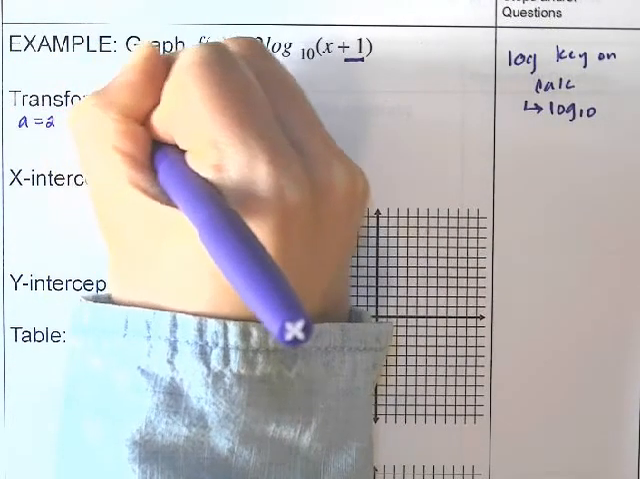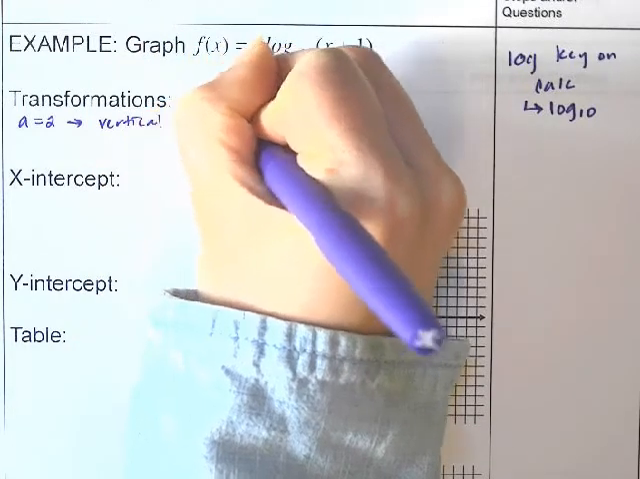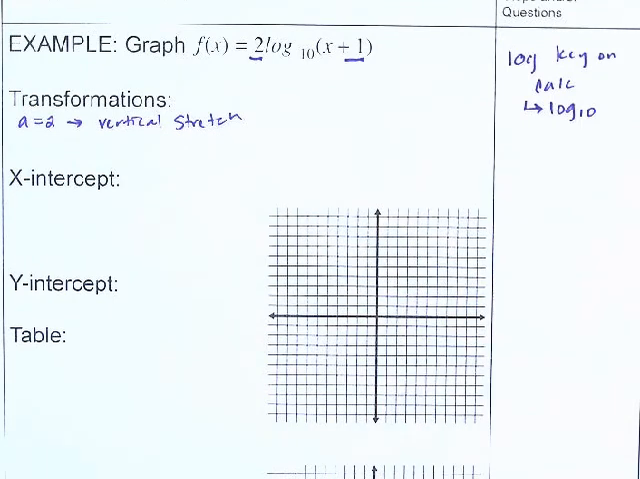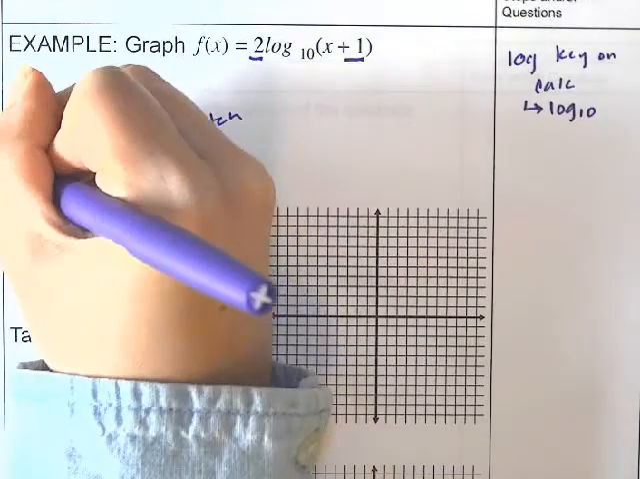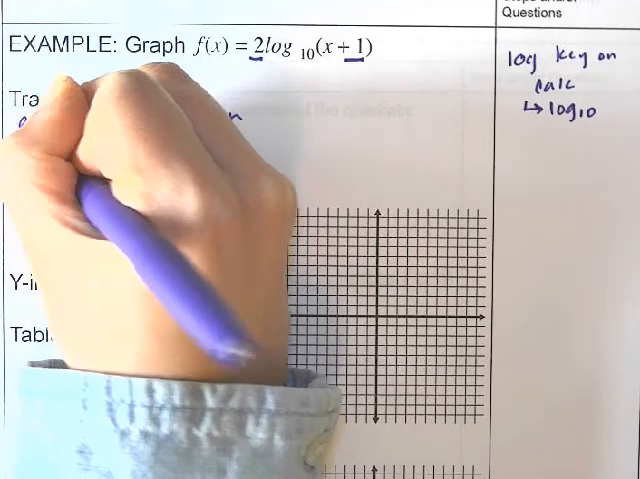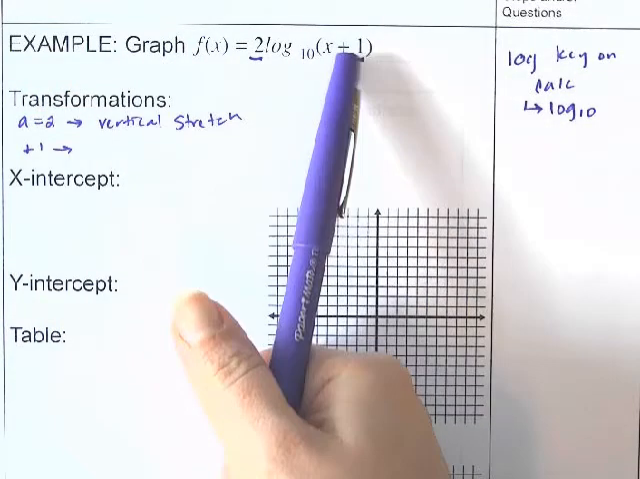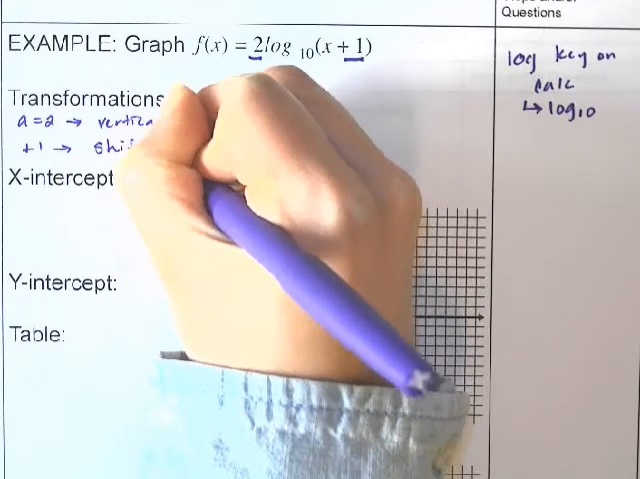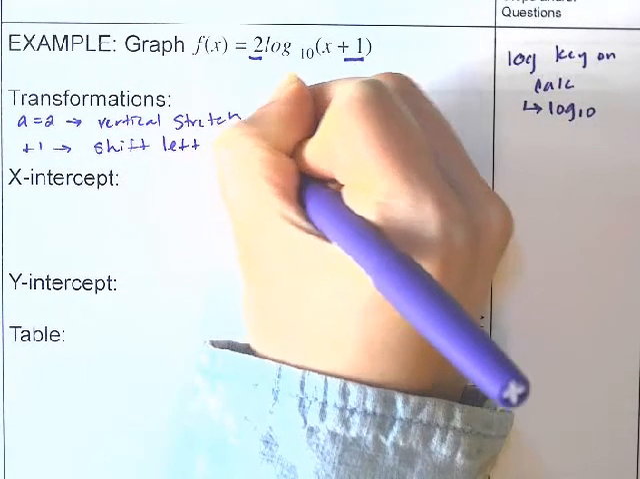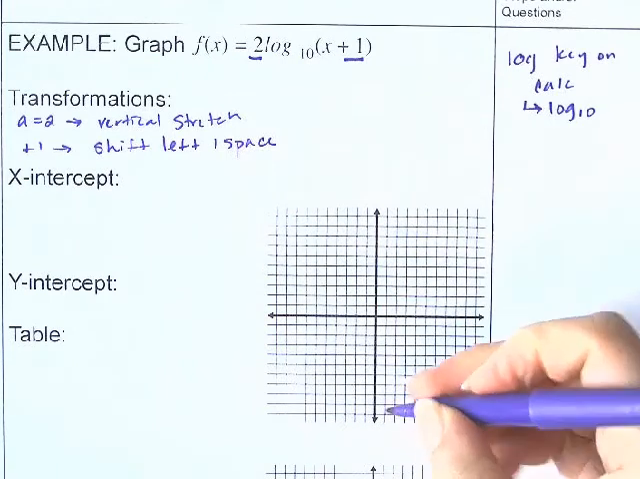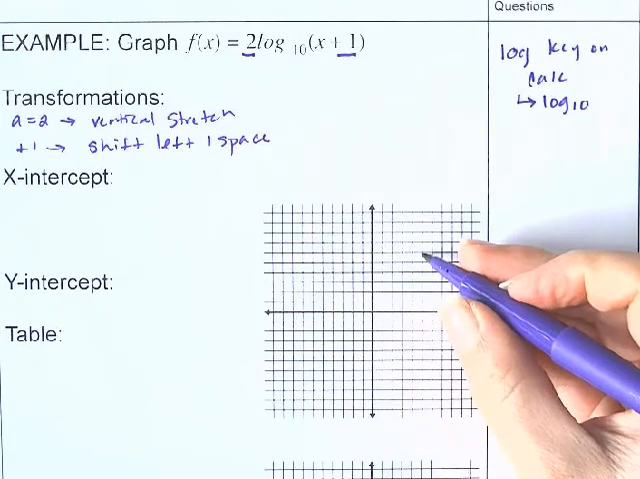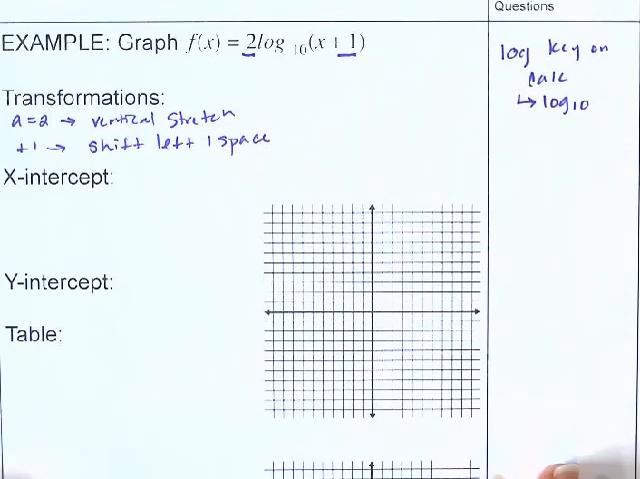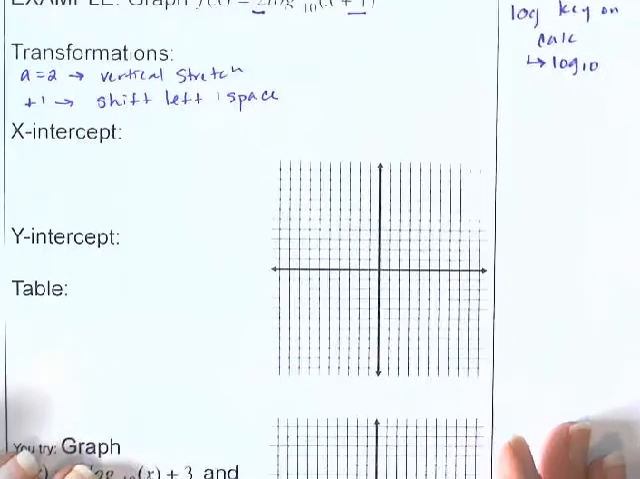So the first one, if a is equal to 2, that means that we're going to see a vertical stretch, meaning that that upside down graph is just going to get a little bit taller and skinnier. And then the plus 1, because of its location, because it's by the x, is saying that we're going to be shifting. So shift left 1 space. So if you can picture the basic one, we're going to be stretching it up a little bit and then shifting it to the left this way. So it may actually cross this central area.